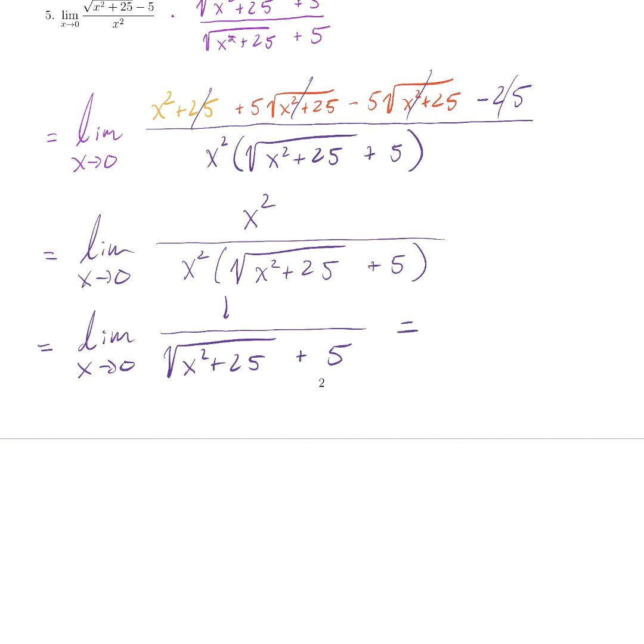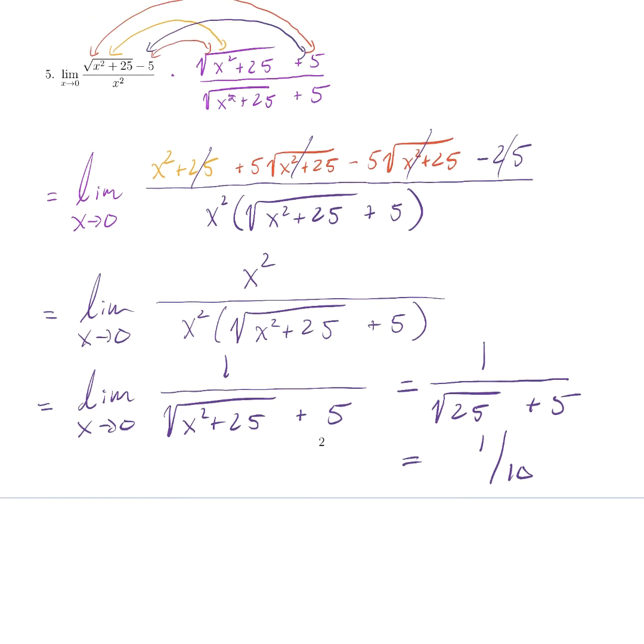As x goes to 0, nothing's changing in the numerator. I'm taking the limit now. I'm evaluating at 0 because I can directly substitute. That's why the limit notation is going away. When I do that, 0 squared is 0, so I get the square root of 25 plus 5, which is 1/10. So we showed that the original limit, the limit as x approaches 0 of the square root of x squared plus 25 minus 5 divided by x squared, is equal to 1/10.